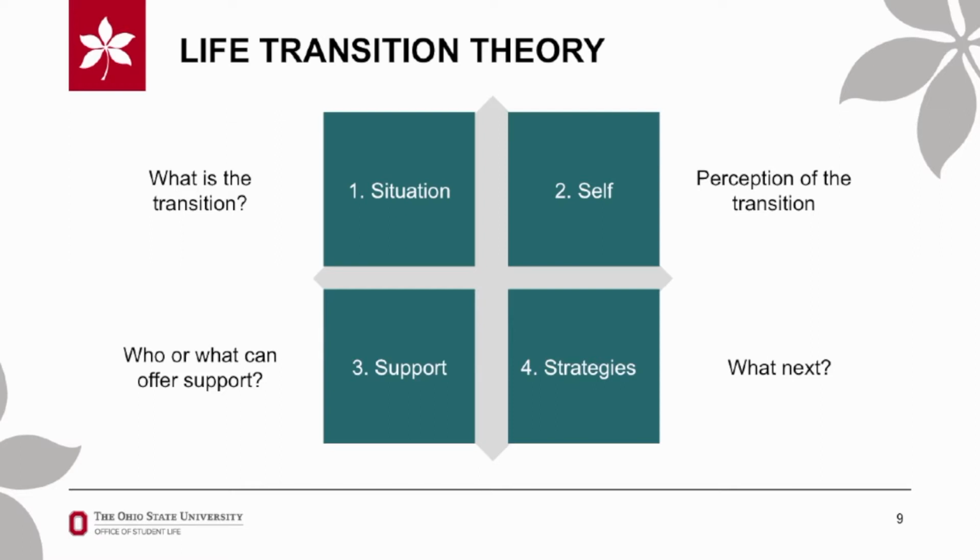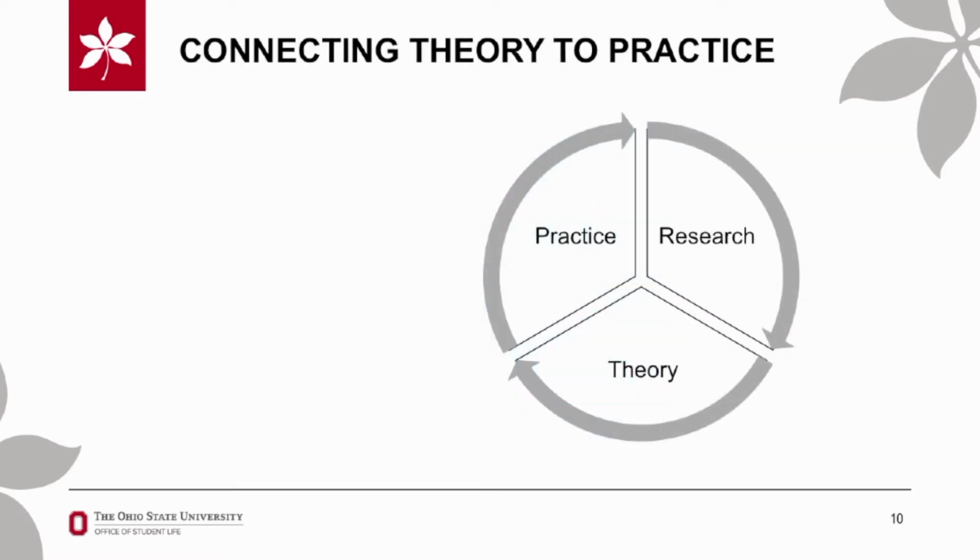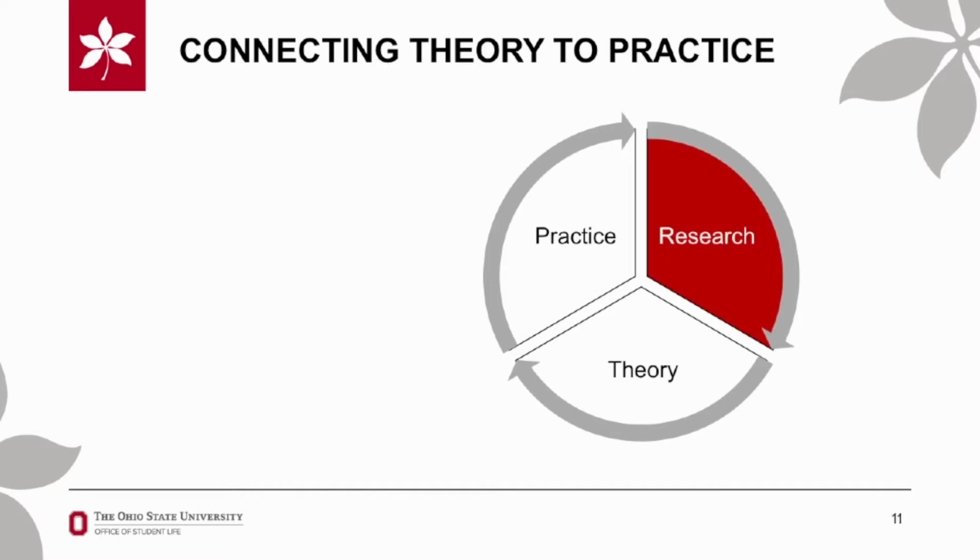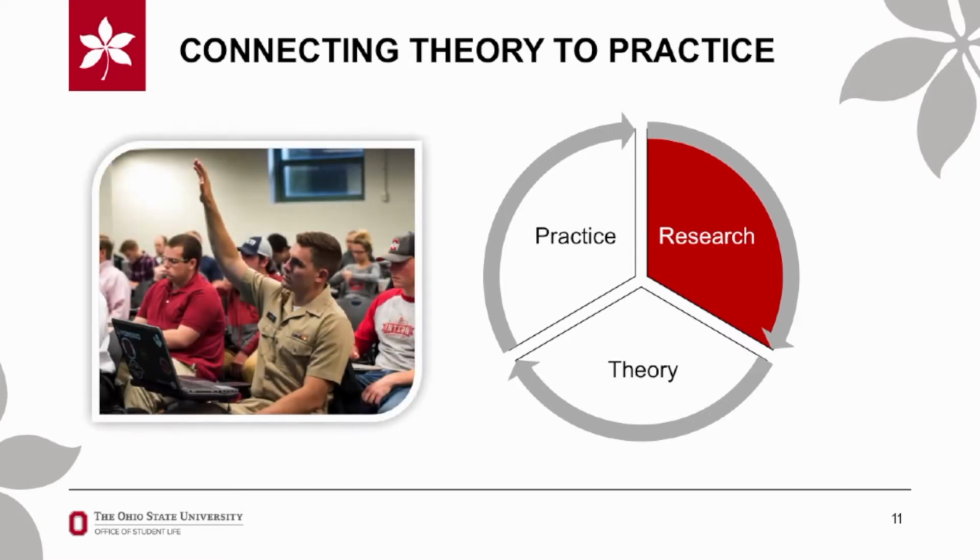Now that we've discussed one theory, let's return to the idea of connecting theory to practice. We can think about the relationships between research, theory, and practice as a continuous loop. There's no true beginning or end because they are continually informing one another. But let's first say that a research team becomes interested in a topic. Staying in the same vein as student transitions, we'll get a little more specific. Pretend for a moment that the research question is, what challenges do student veterans face when they transition from life in the military to life as a college student?